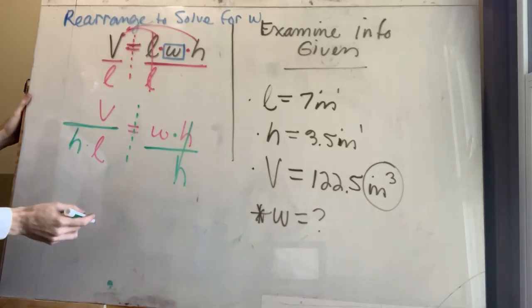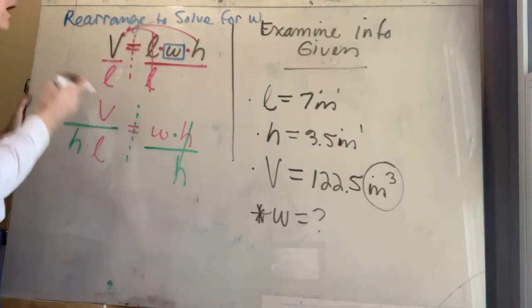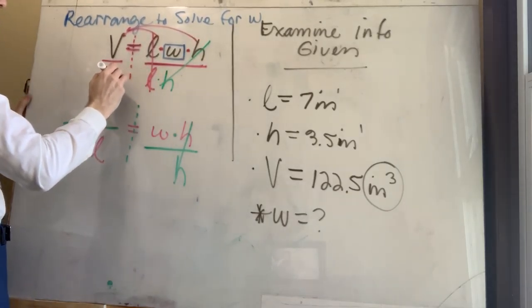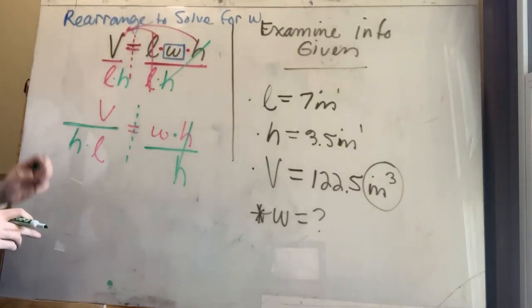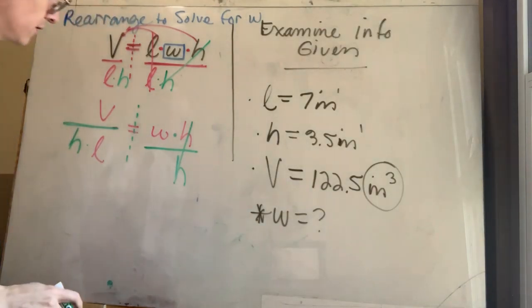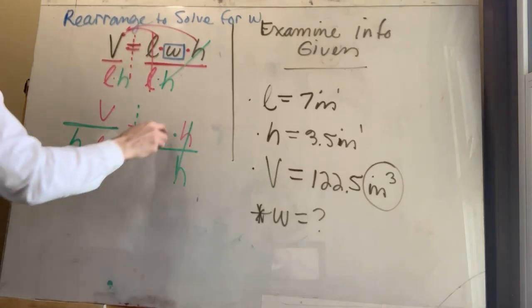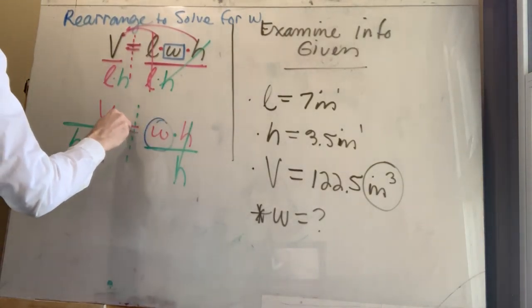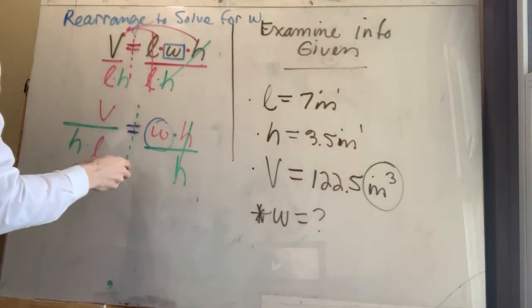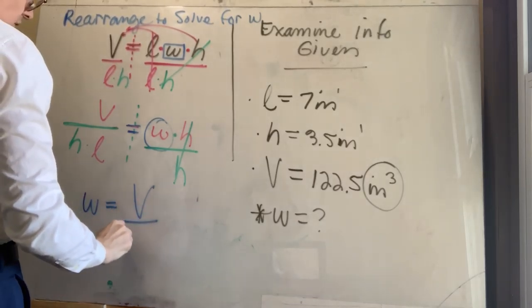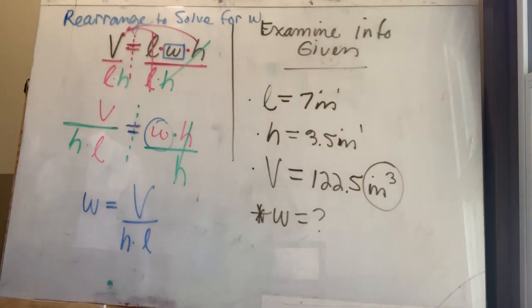A lot of times what people will do is they will simply group these things simultaneously. So they get it done in one shot, and there's no sin in that. All right. Anyhow, what you end up with is this. You end up with W, which is written on the right side. It doesn't have to be. It's isolated. W is equal to the volume over the height times the length.